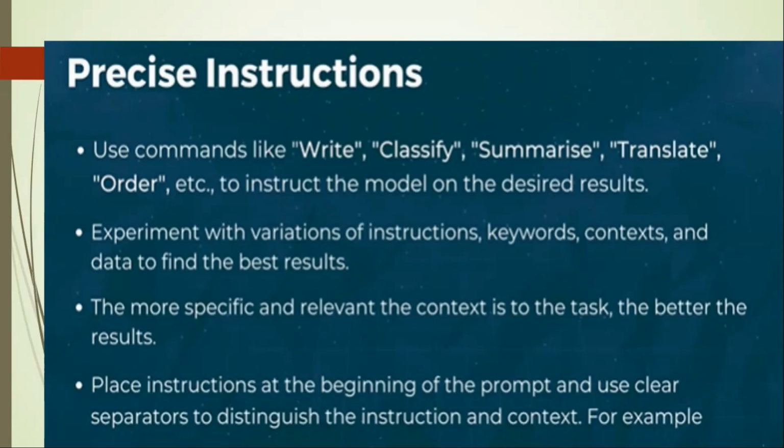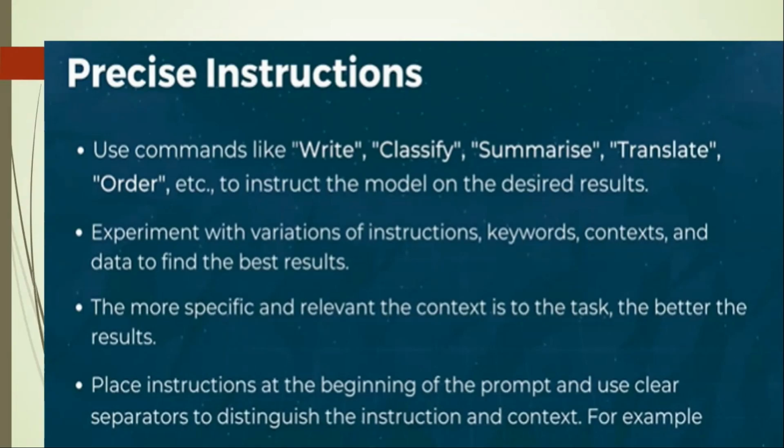Experiment with variations. If you want to get some specific result, you have to give specific instructions or keywords related to what you are trying to get, or context and data, to find the best results. The more specific and relevant the context is to the task, the better the result is. So the keyword is specific. You have to use specific, relevant context. Then your task will be resolved easily.